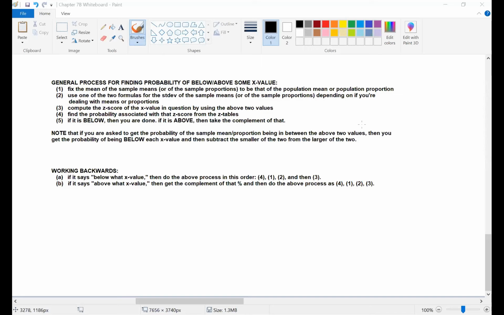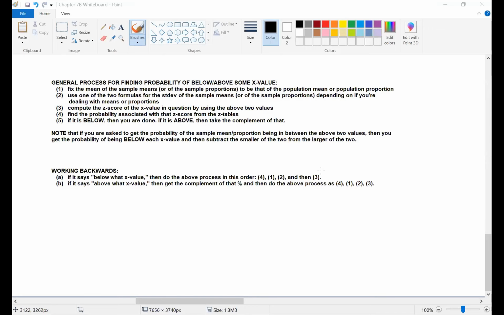So if it says above, you use the complement law. Other than that, once you do that, you see the process finishes off the exact same. The nice thing is when you're working backwards, funnily enough, working backwards in this case is a bit easier than working forwards. It's kind of like when we did that margin of error example in the previous lecture.